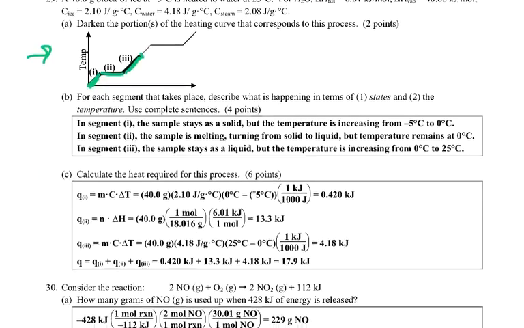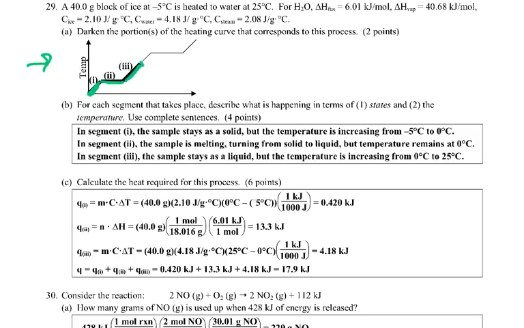So part B, describe what's going on. In segment 1, the sample stays as a solid, but the temperature is increasing from negative 5 to 0. So it's a 5-degree change. In segment 2, we are melting that ice, but it stays at 0. And then in segment 3, now we have liquid, and we're just warming the liquid up from 0 to 25 degrees.